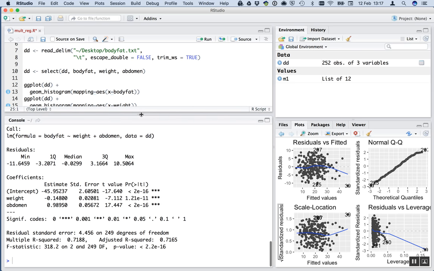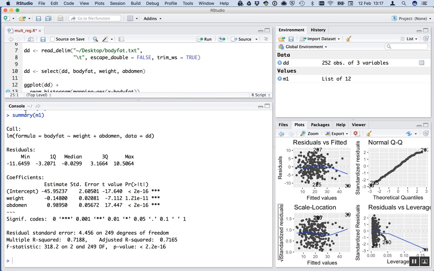I'll walk through the various parts of what we get when we do summary of this linear model. First of all, R tells us what we did. That's here. Thank you very much. Just to make sure that we're aware that what comes below is for this particular model. We get some information about the residuals.